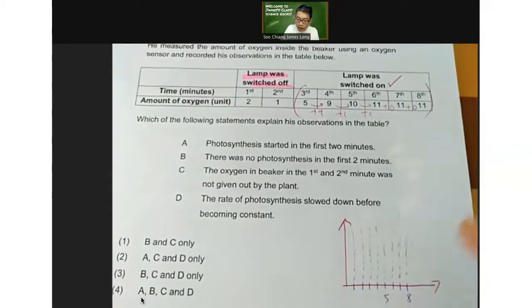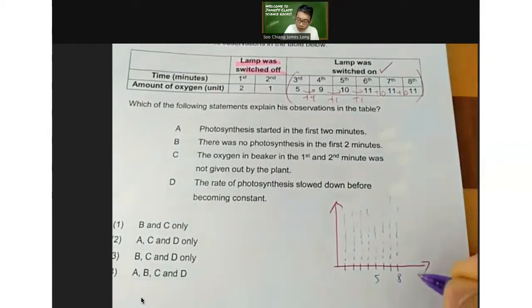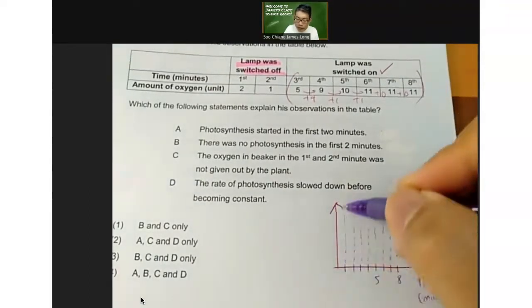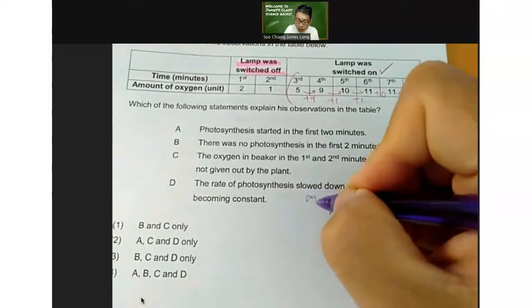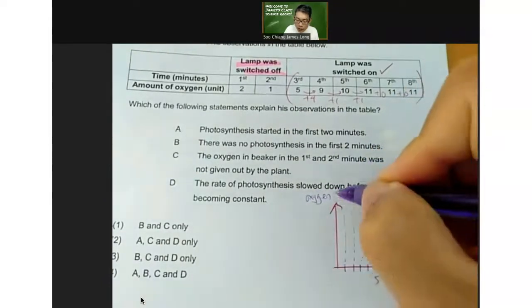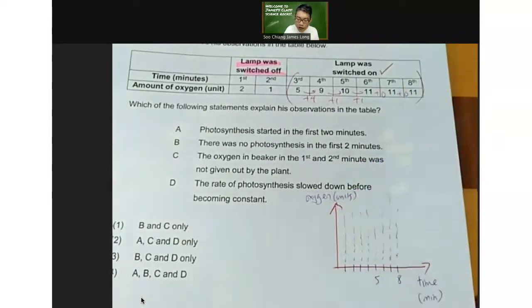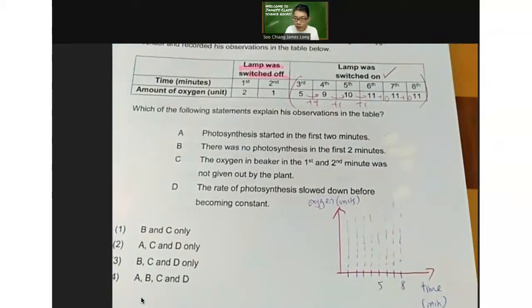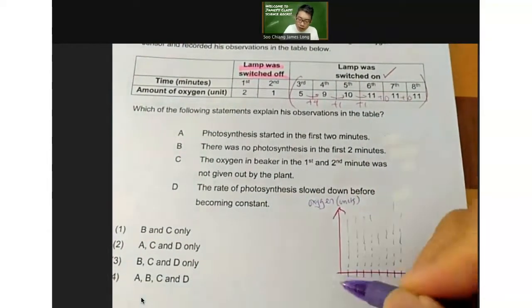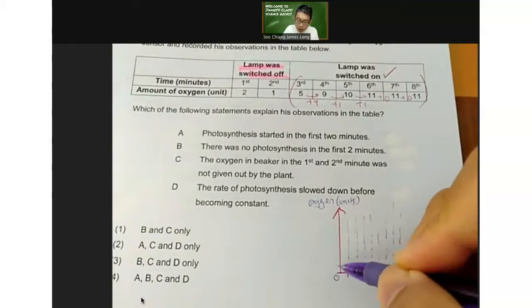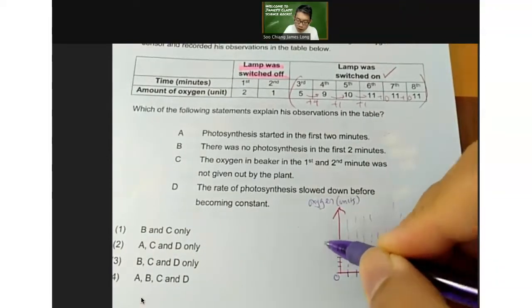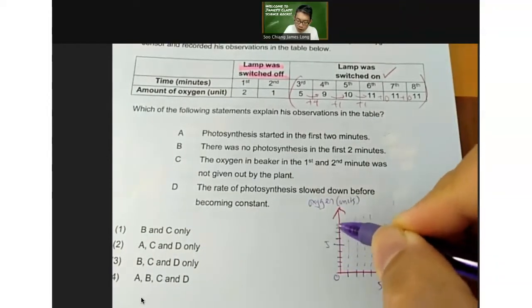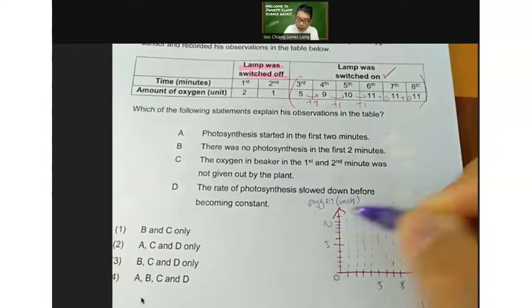So clearly on this axis, what we have here will be time in terms of minutes. So this axis here will be the oxygen level. I'm not sure what units are used, but it's oxygen. And we have some numbers there, right? Up to 11. So let's try 0, 1, 2, 3, 4, 5, 6, 7, 8, 9, 10, and 11.